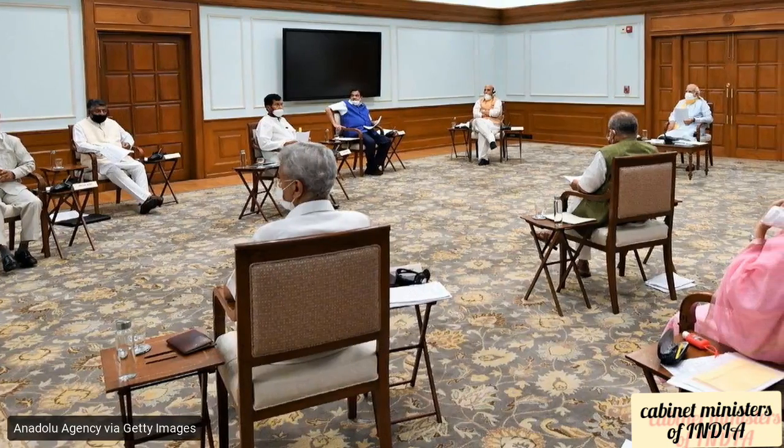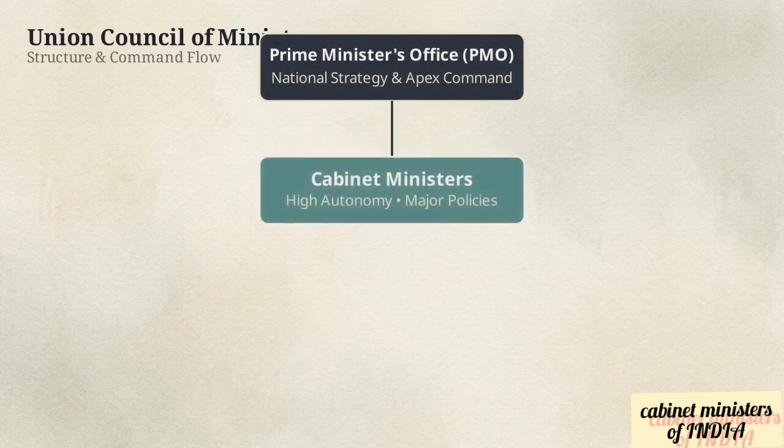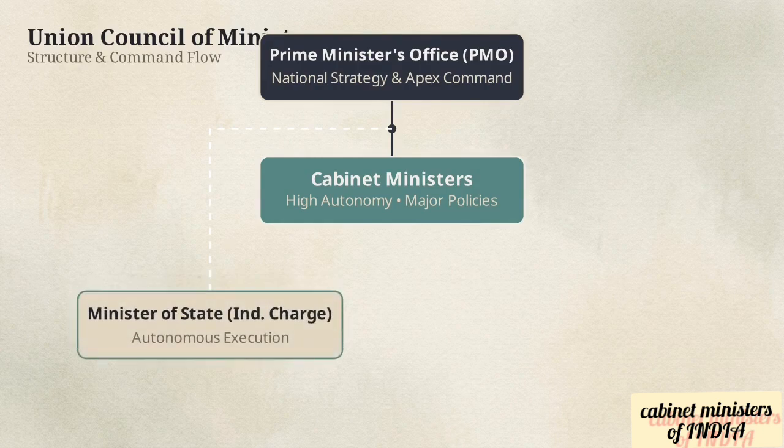To build that map, you have to recognize that the title minister carries different levels of authority across the table. This structural flowchart shows the chain of command. At the apex is the Prime Minister's office, directing the overall national agenda. Directly below are the cabinet ministers, holding high autonomy over major policies. The structure then forks. A minister of state with independent charge operates autonomously, while a standard minister of state is a junior role reporting directly to a cabinet minister.